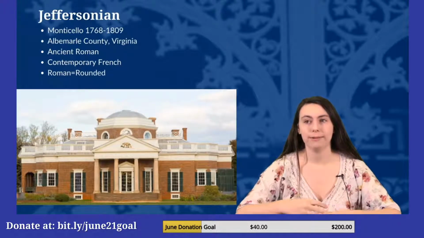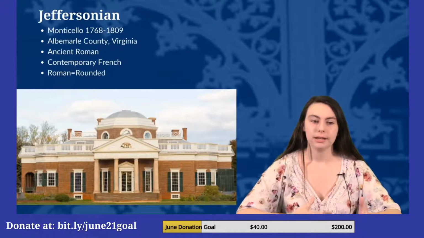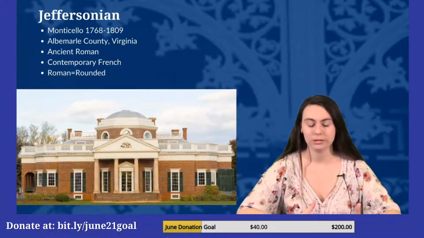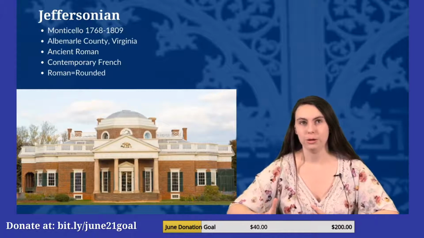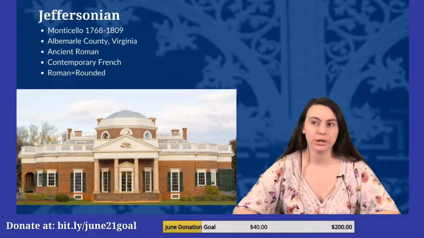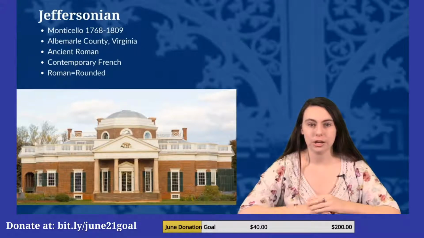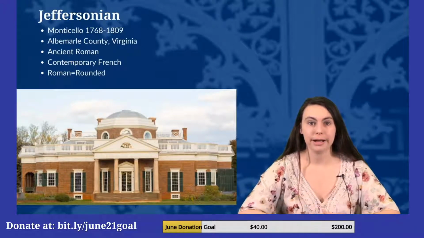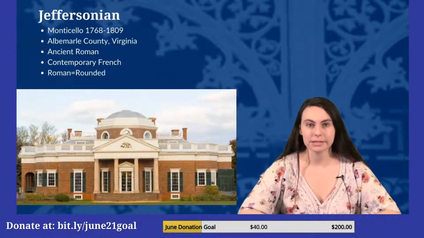Jeffersonian architecture kind of parallels federal architecture, as it is mainly post American Revolution, and then goes to around 1830. This is kind of like a subsection of architecture. A lot of people are inspired by Jefferson and kind of create buildings in his same style, but a lot of it is just Jefferson building things.